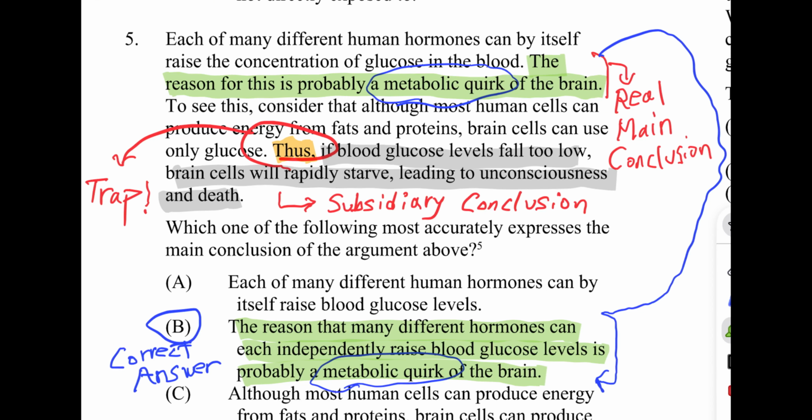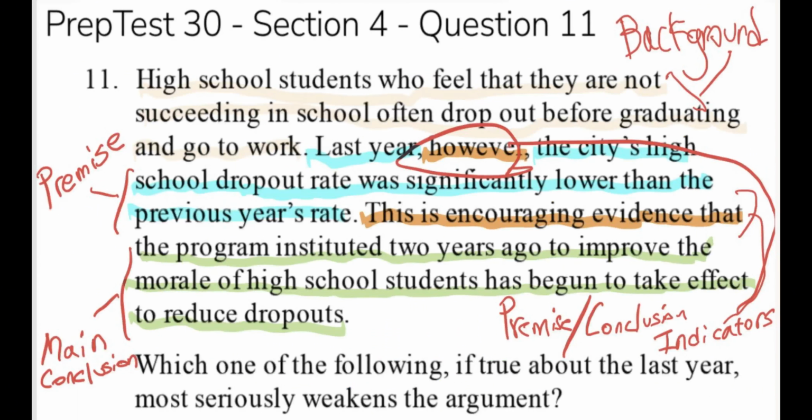But always remember that the LSAT deliberately introduces subsidiary conclusions with main conclusion indicators such as thus and therefore to check whether you truly understand what's going on. For example, in this argument, thus in the last sentence actually introduces a subsidiary conclusion and not the main conclusion, which appears in the second sentence without any fanfare. You would thus have gotten this question wrong if you had automatically assumed the last sentence were the main conclusion due to it being prefaced by thus. With that awareness, let's do the highlighting.